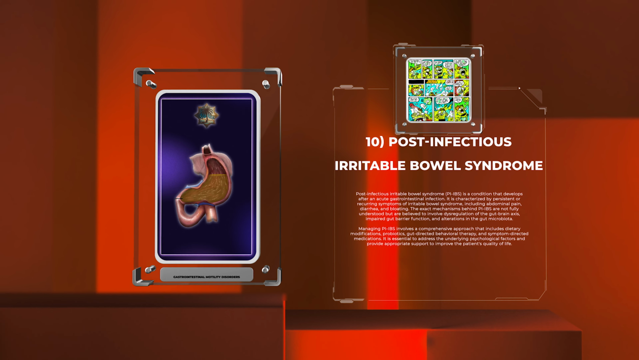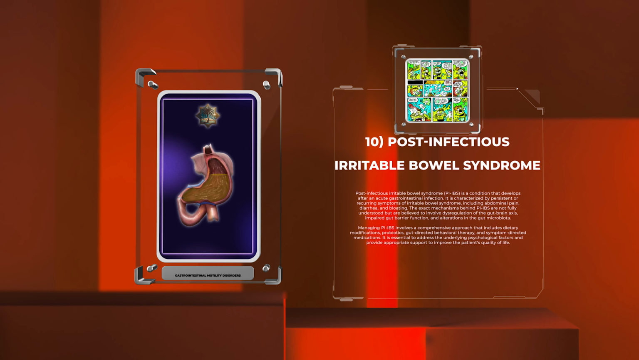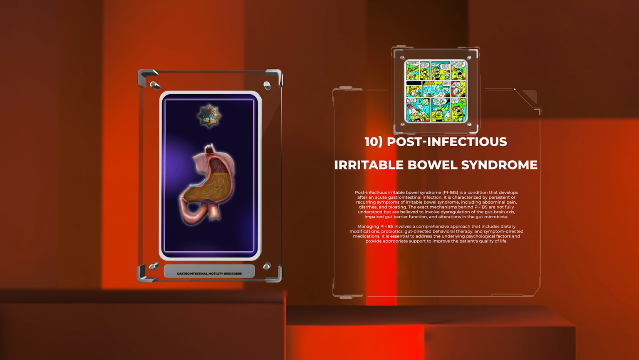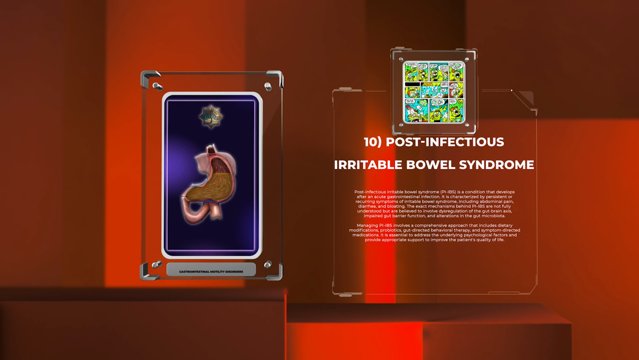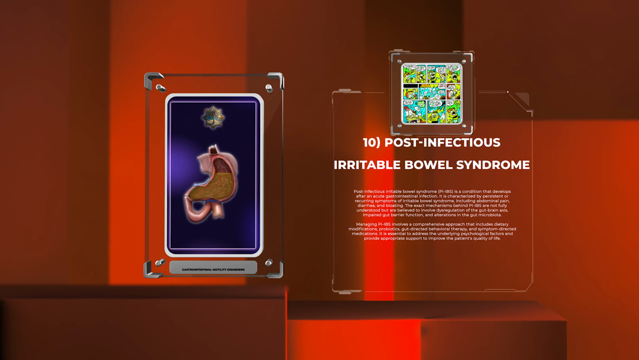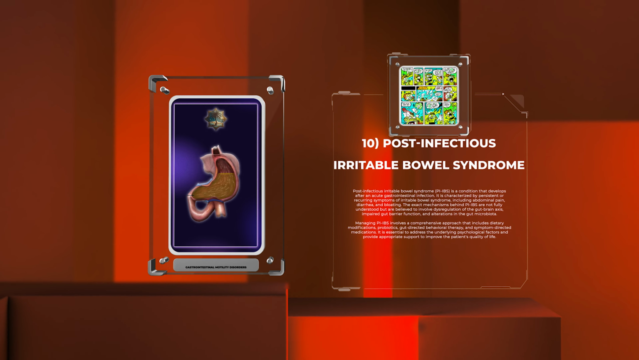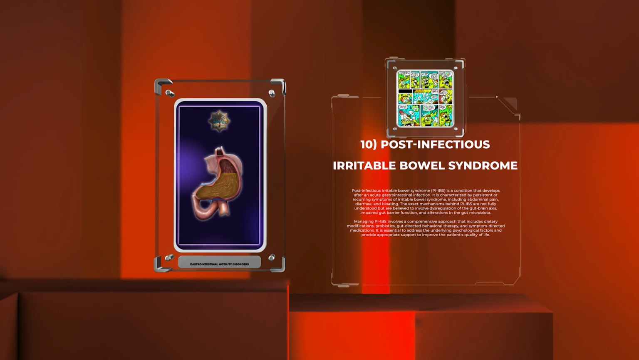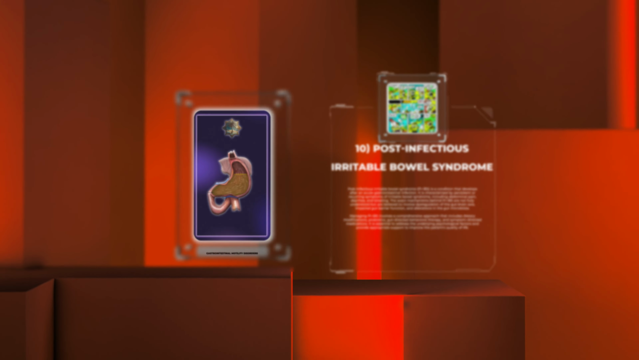Managing PI-IBS involves a comprehensive approach that includes dietary modifications, probiotics, gut-directed behavioral therapy, and symptom-directed medications. It is essential to address the underlying psychological factors and provide appropriate support to improve the patient's quality of life.